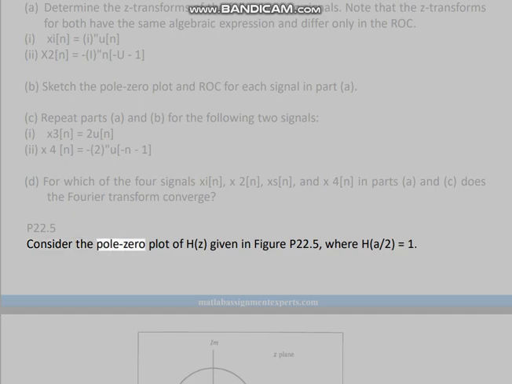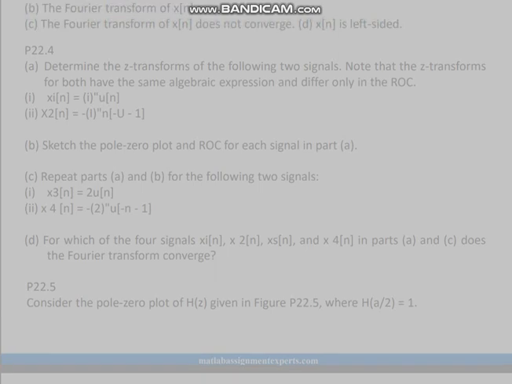P22.5 Consider the pole-zero plot of H(z), given in figure P22.5, where H(1/2) equals 1. A. x[n] is right-sided. B. The Fourier transform of x[n] converges. C. The Fourier transform of x[n] does not converge. D. x[n] is left-sided.